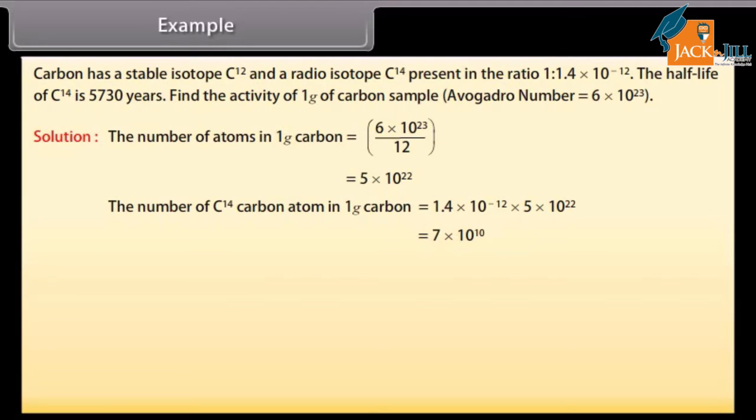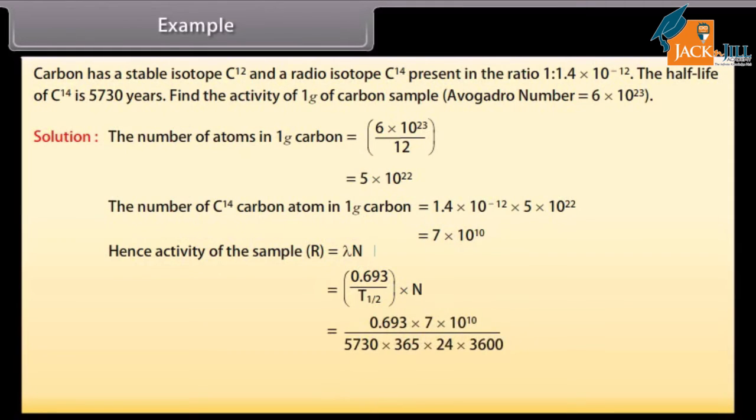Hence, activity of the sample R is equal to lambda N, which is equal to 0.693 by t-half into N, which is equal to 0.693 × 7 × 10^10 divided by 5,730 × 365 × 24 × 3,600, which is equal to 0.26 per second per gram. Approximately 16 per minute per gram.